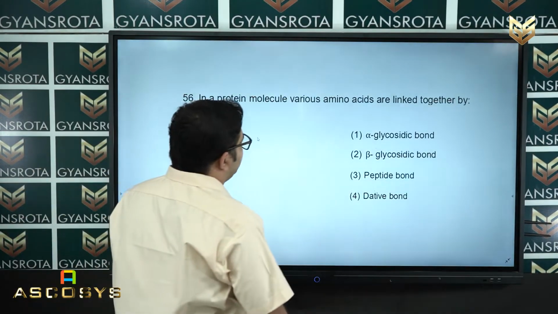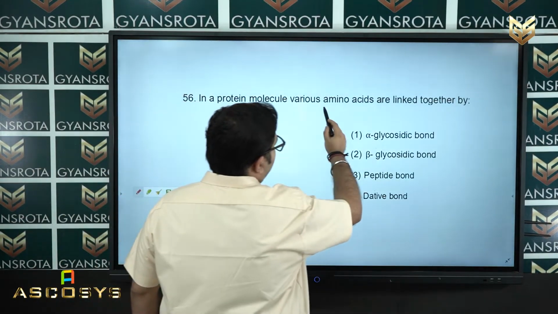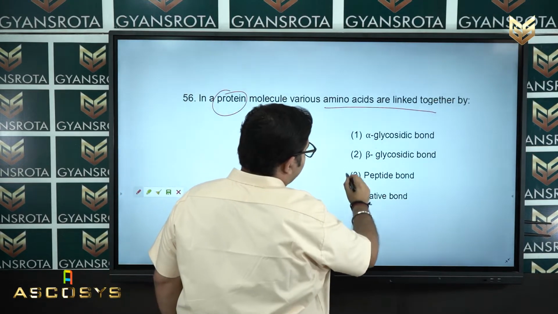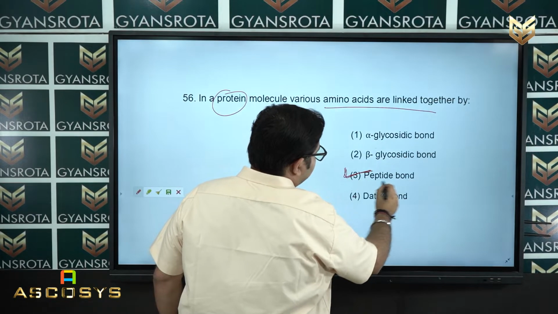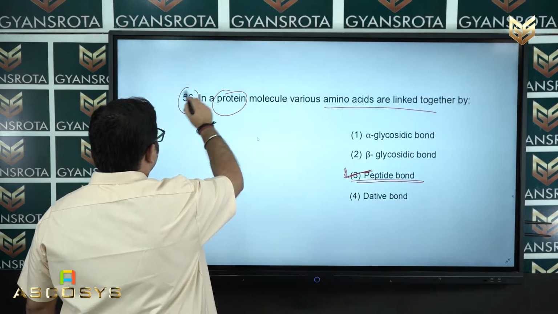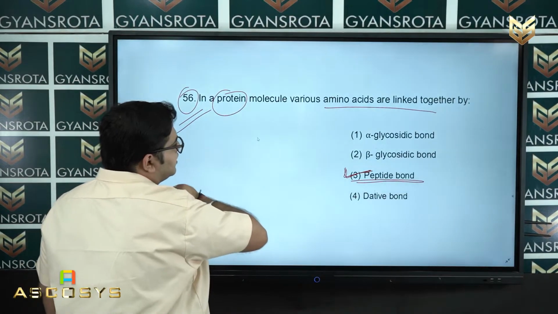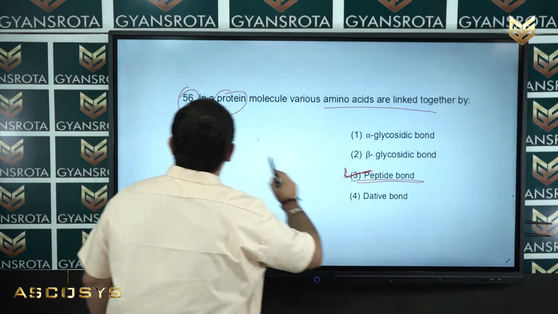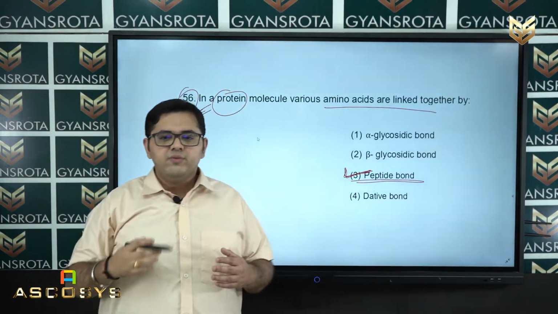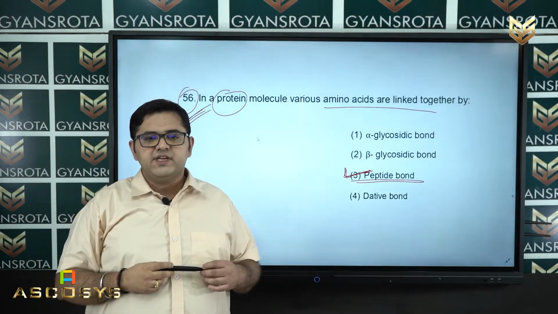So, if you see, various amino acids are linked together in protein. So, which bond is that? That is very common, your peptide bond. Okay, so this is a direct statement and direct concept from NCERT of biomolecule chapter of your class 12. So, option number 3 is the correct answer of question number 56. So, now we are moving to the next question, that is question number 57.